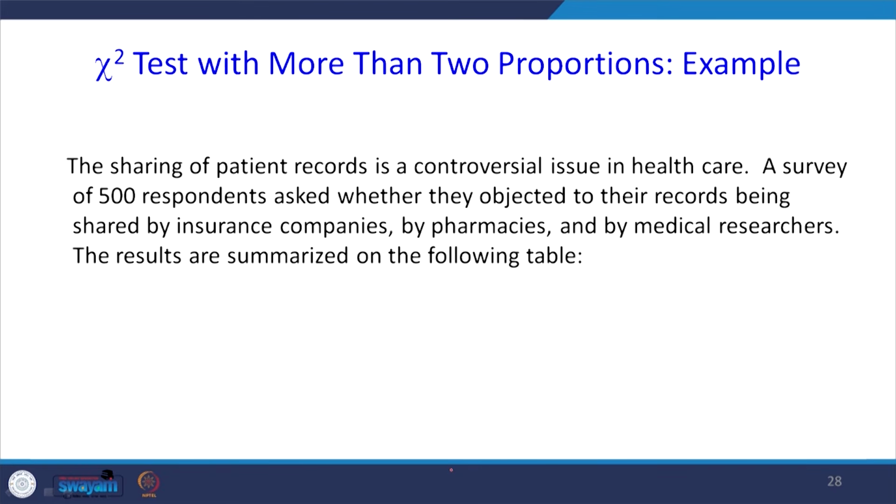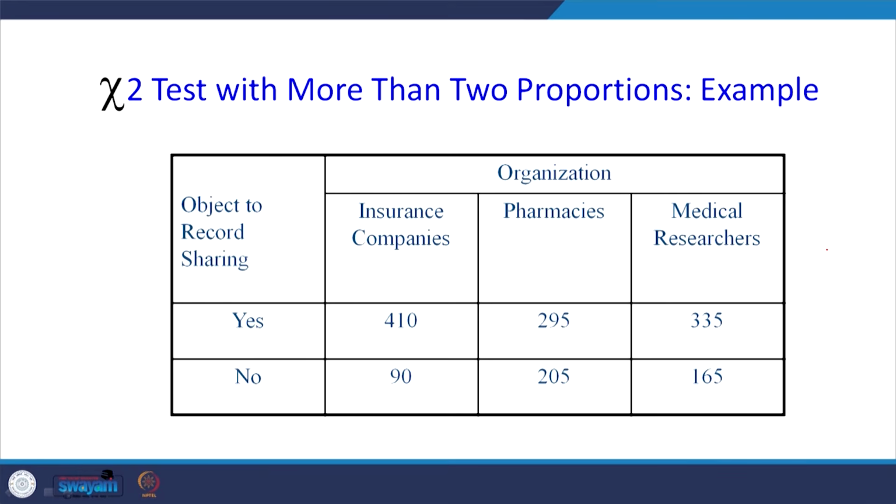The sharing of patients' records is a controversial issue in healthcare. A survey of 500 respondents asked whether they objected to their records being shared by insurance companies, pharmacies and medical researchers. The results are summarized in the following table. So there are 3 categories now. One is whether they have objected to sharing the data for insurance companies, pharmacies and medical researchers. So this table shows like this.